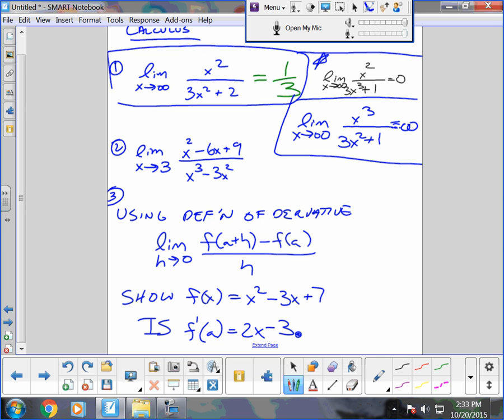Again, those are your three choices often. It either goes to a value, it goes to 0, or it just gets big, right? It goes to infinity, positive or negative. Those are the cases of infinity.